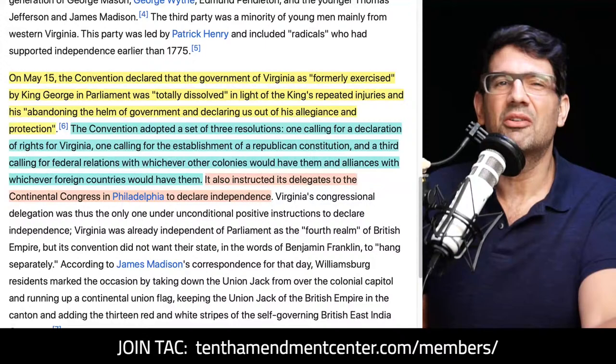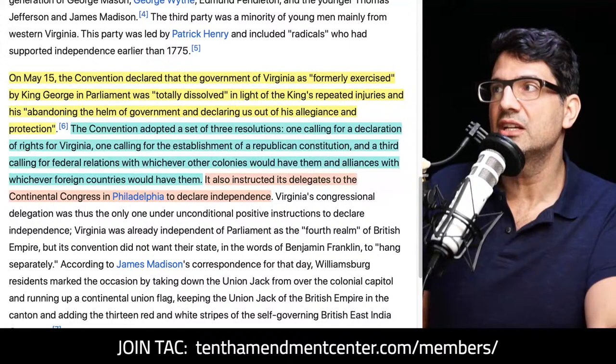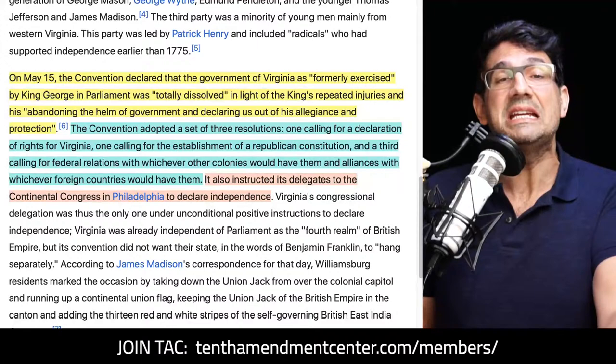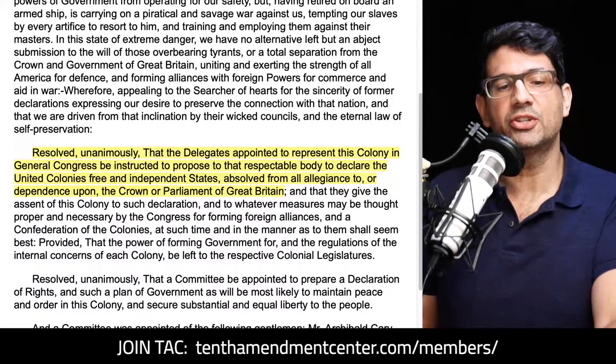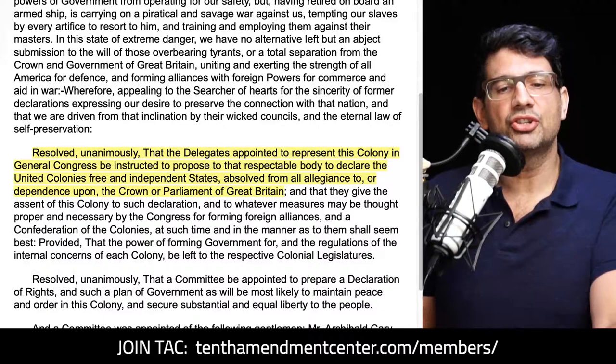It also instructed the delegates to the Continental Congress in Philadelphia to declare independence. So they're done. They're out. So Virginia has basically seceded from the empire at that point. So they voted unanimously on that. And we also got this. This was from the preamble. I'll include the full text in the show notes. The preamble and resolution of the Virginia Convention on May 15, 1776.